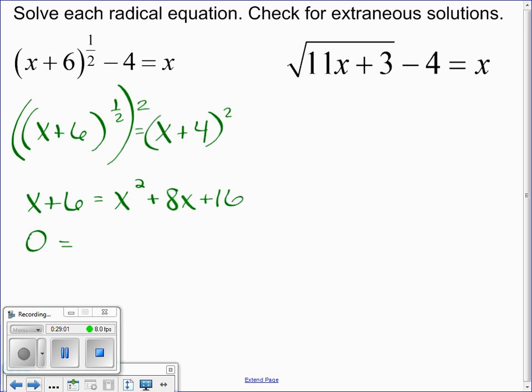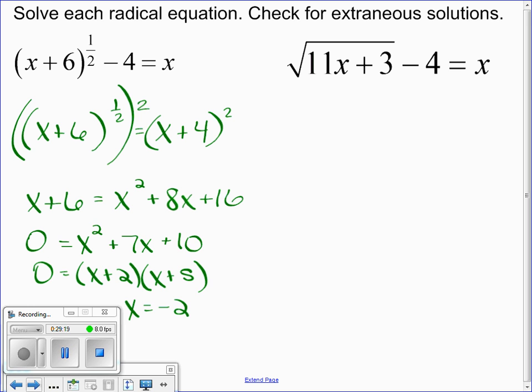Like terms, set equal to 0. So x squared plus 7x plus 10. Does that factor? X plus 2, x plus 5. So x equals -2 and -5, and we check.